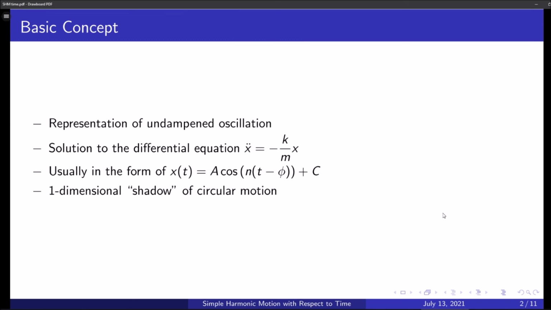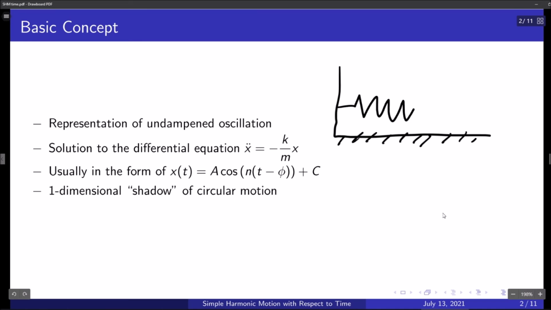Simple harmonic motion describes an undampened oscillation. So imagine your favorite environment, the frictionless vacuum, and we have a mass attached to a spring. Because there is no resistance, no friction, there's no energy loss in the spring. So once you give the mass a nudge, it will just go back and forth forever and ever. So that's the undampened oscillation.